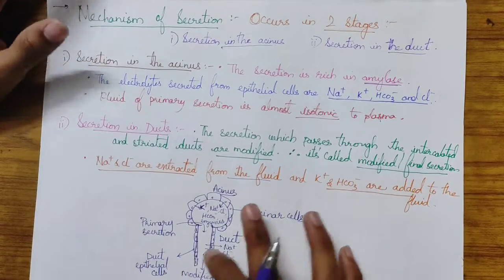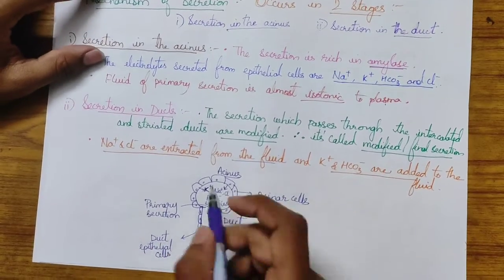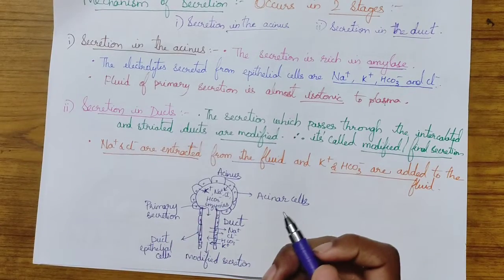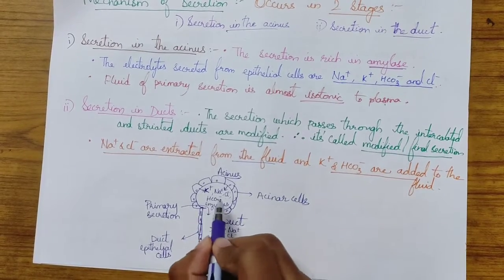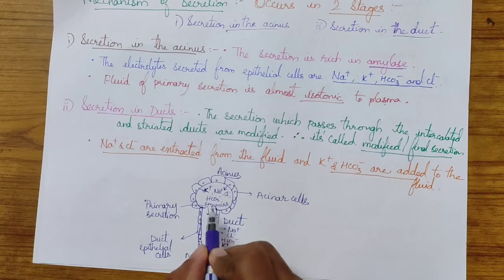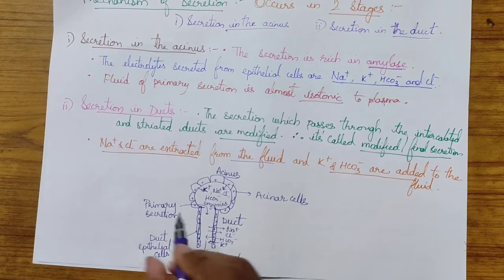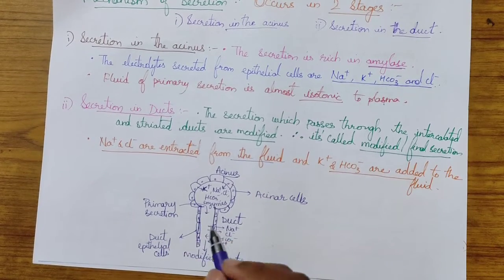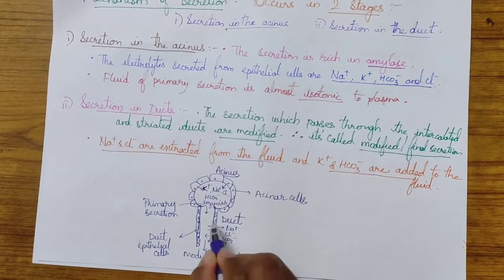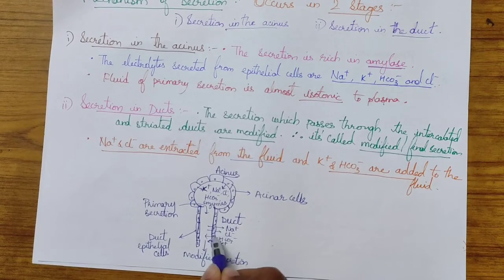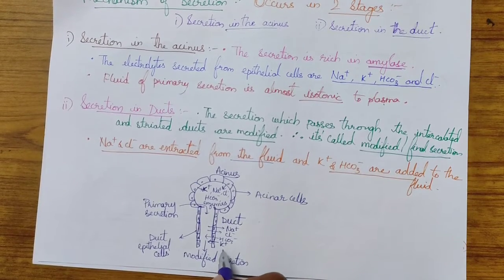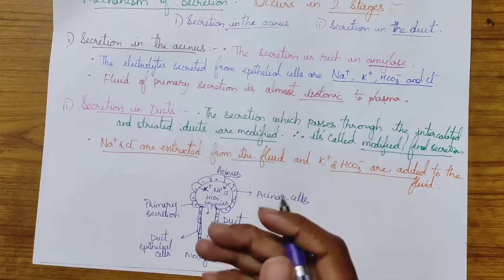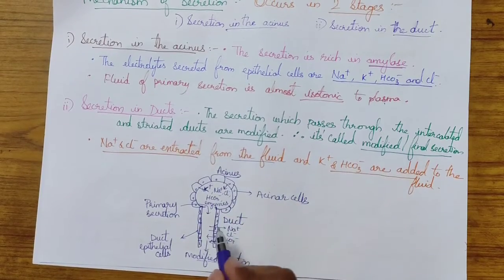Let's understand this through the diagram. These are the acinus cells or the glandular cells which release K plus, Na plus, Cl minus, HCO3- and enzymes, and this is the primary secretion. While coming down in the duct, the Na plus and Cl minus are extracted and HCO3- and K plus are added to the secretion. So it's the modified secretion and the pH of the saliva becomes alkaline in this stage.